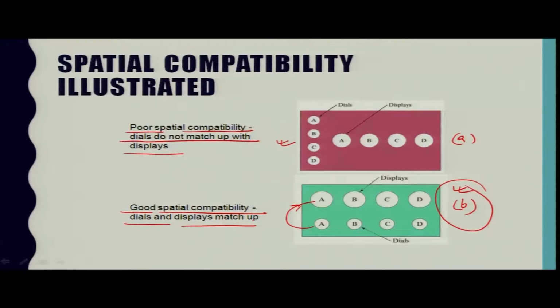So this particular example has been taken in order to understand spatial compatibility in a much more lucid manner. Here they have shown the two possible arrangements of displays and their control dials. The arrangement of B is more spatially compatible than figure A.